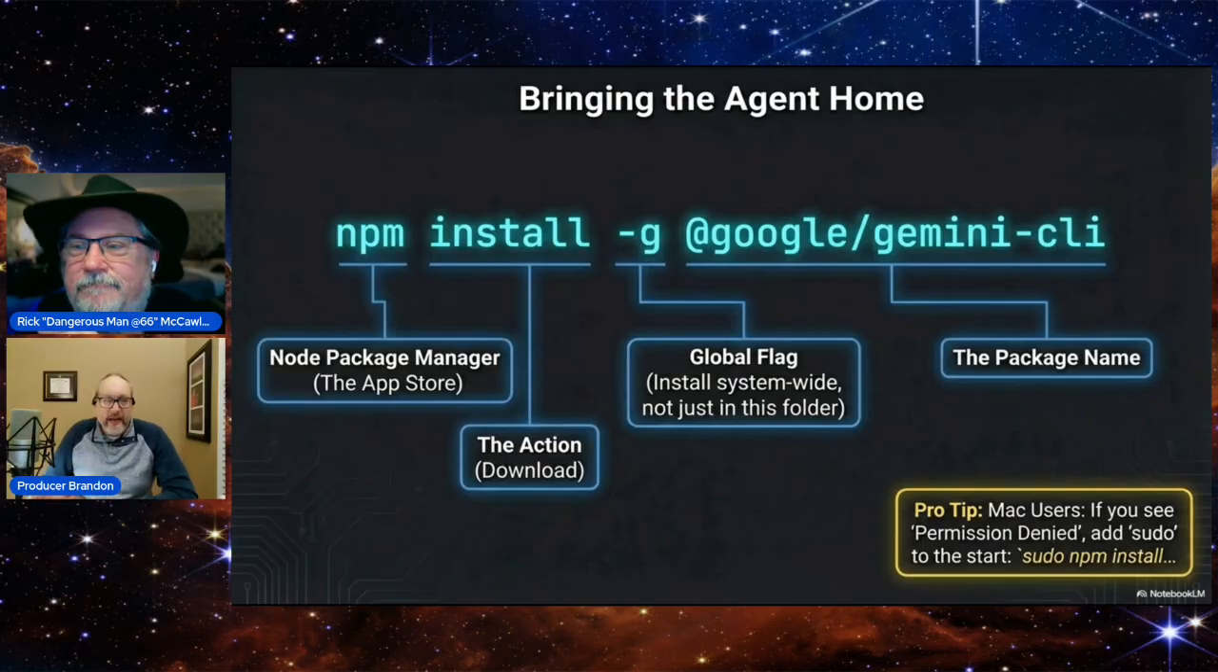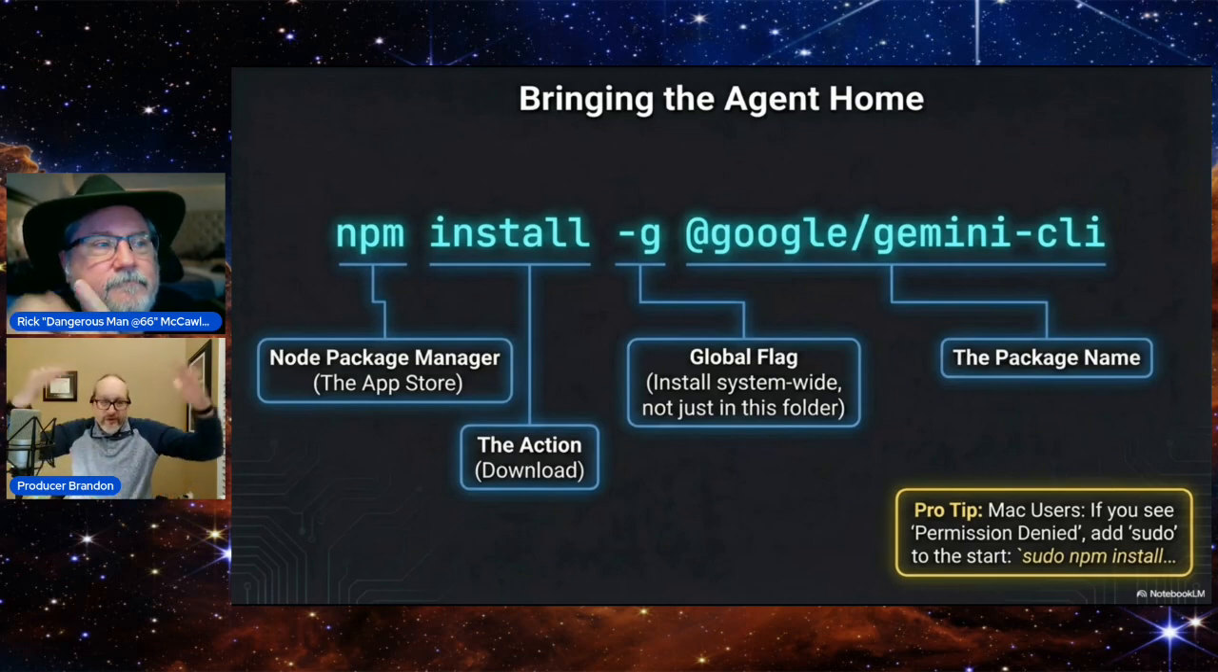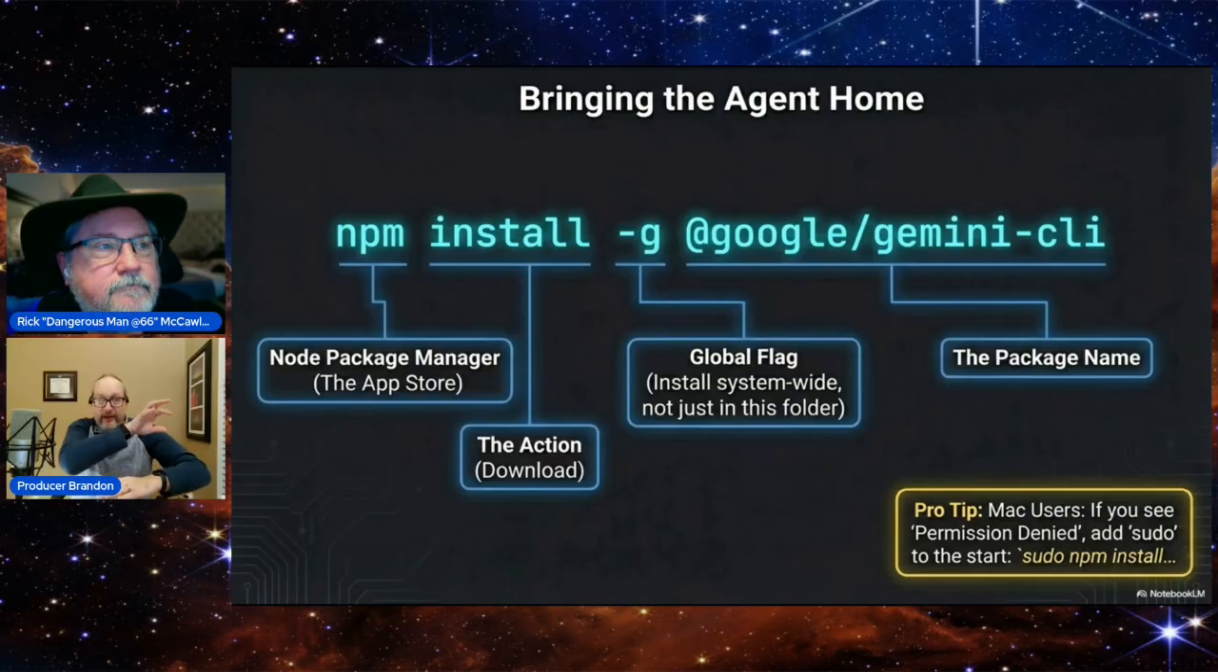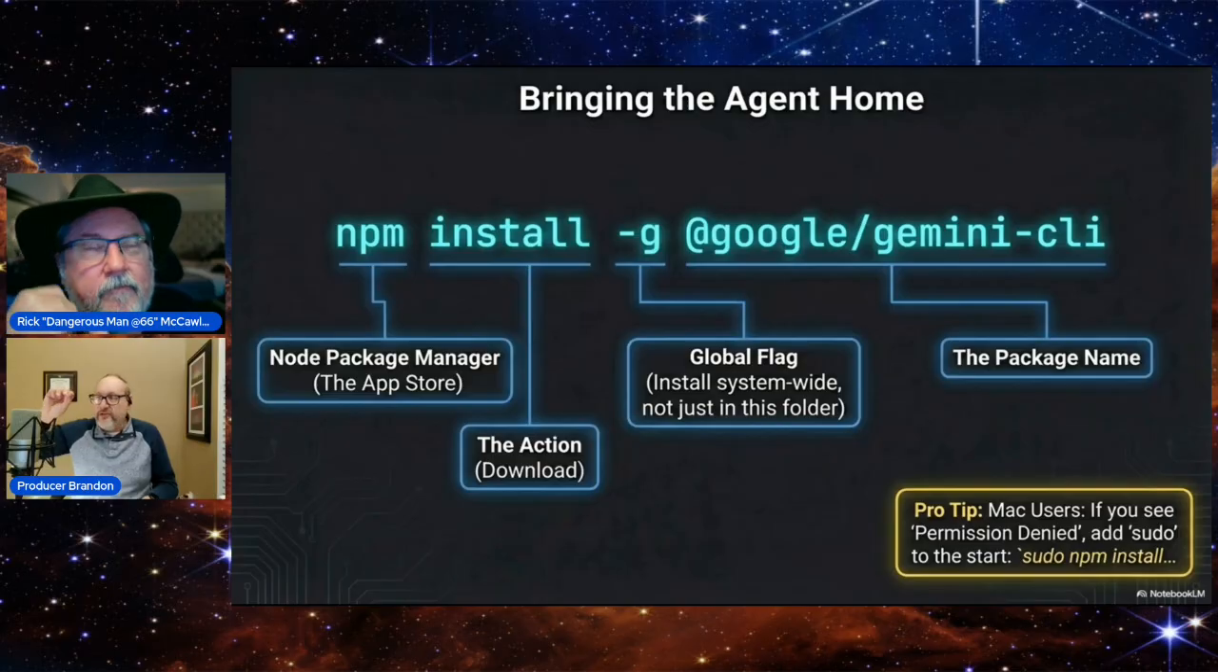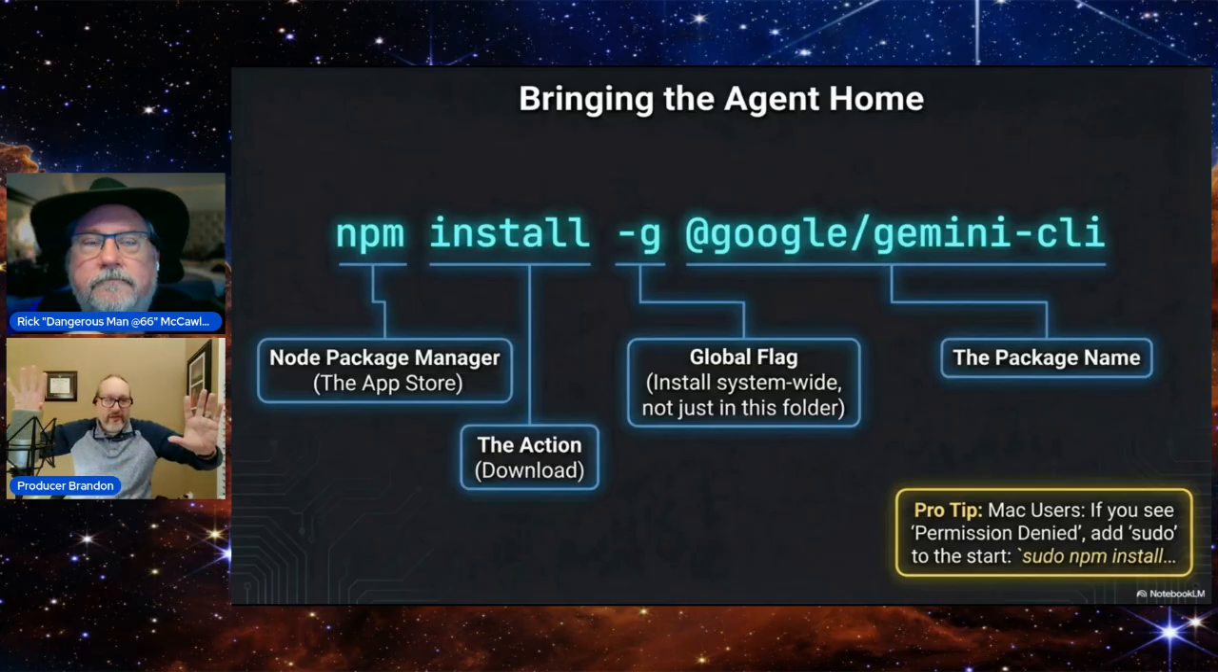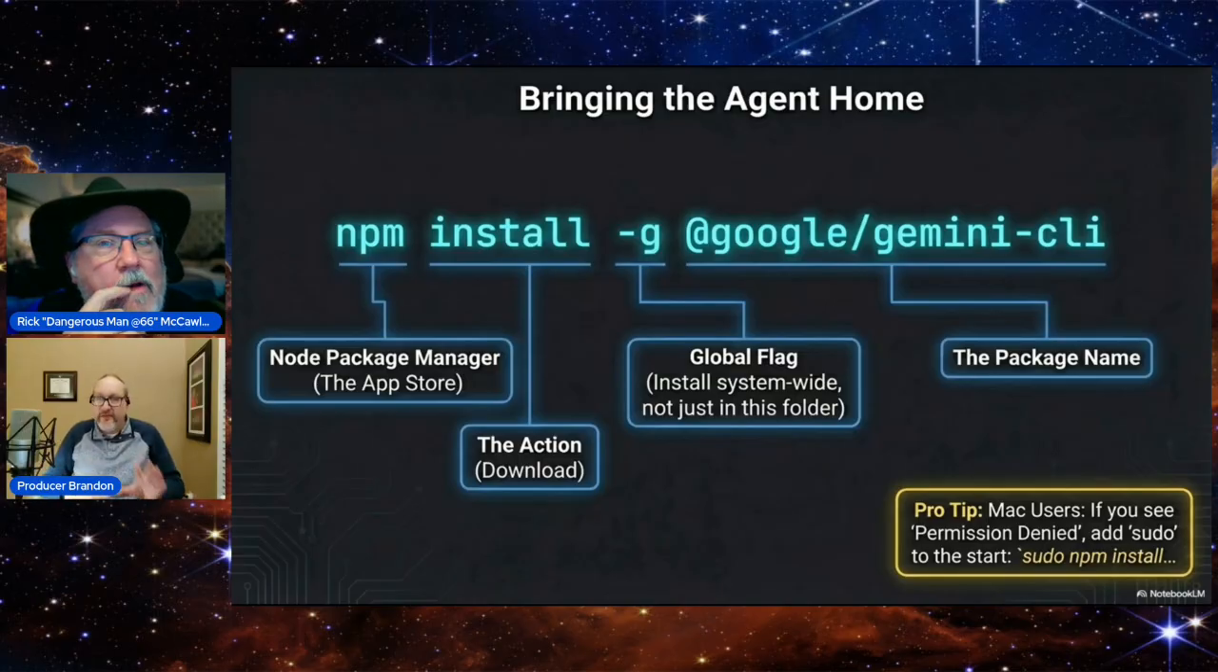npm is the Node package manager. You've just installed Node.js, and now you're saying the package manager, you're basically telling the delivery person that you want to install. The action is going to install or download, and the -g global flag means I want to install this everywhere in my system. I want to give this agent access to my entire system. So npm install -g, and it's very specific. If you put an extra space in here or use a different character, it's going to error out. So just make sure you type this exactly.